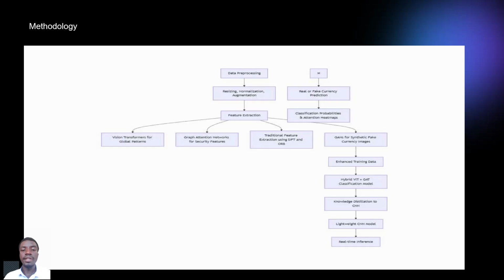Then next we have the real or fake prediction. In this sense, the objective is to classify banknotes as real or fake. Then which algorithms shall we be using? Like I said, we shall be using vision transformers, graph attention networks, and traditional feature extraction using SIFT and ORB. Then we have GANs for synthetic fake currency images in case the data set is not enough. Then also enhanced training data, where we train the data to enhance it.